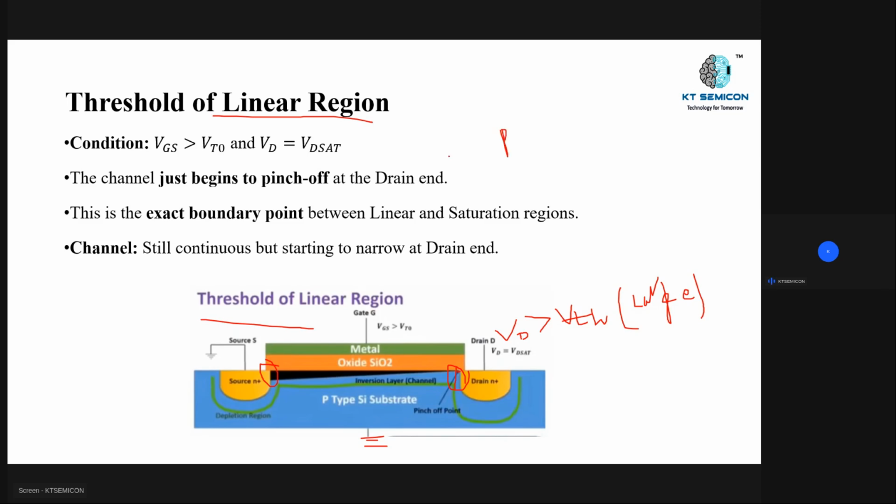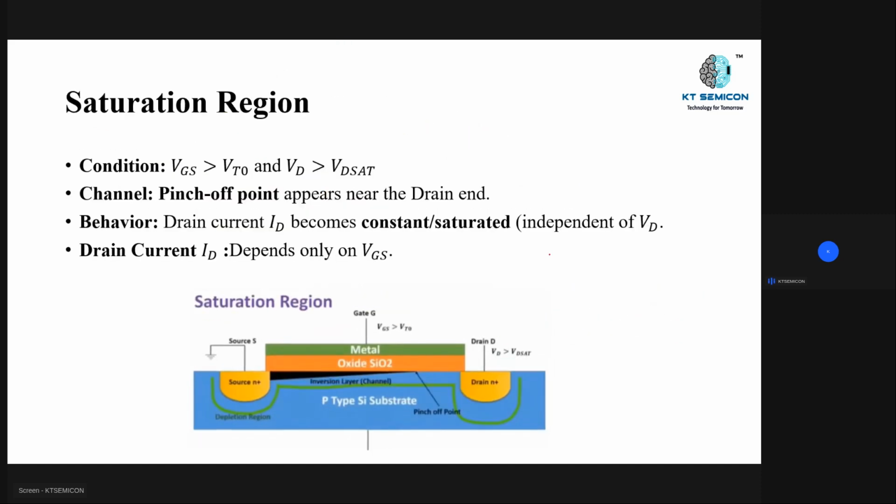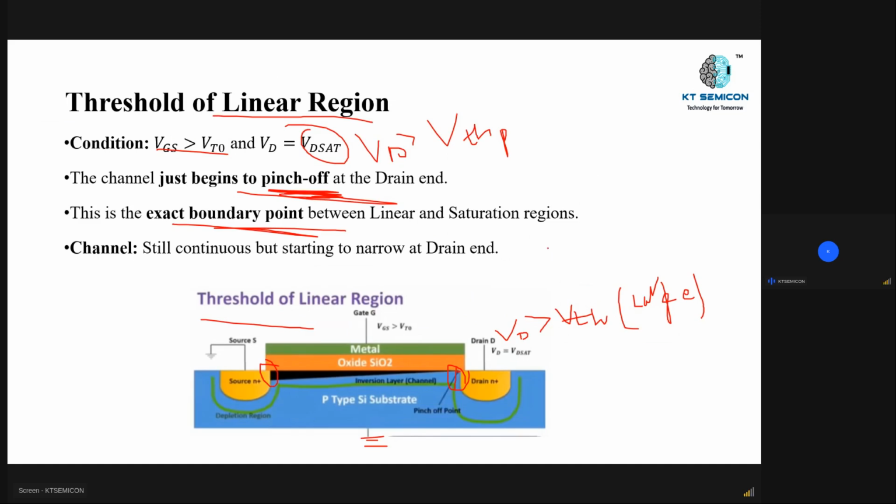Okay, so here I'll mention it. Okay, here we go. It is known as the pinch off region also, right? So the condition is this one, VD equal to VD saturation. We are increasing the VD voltage to more than my threshold voltage. Okay. So this is the exact boundary point between the linear and saturation region. In this case, we can see some linear currents. After that, in the saturation region, we can see some saturation currents, right? But in this case, we can see pinch off, which means the exact boundary point, right?